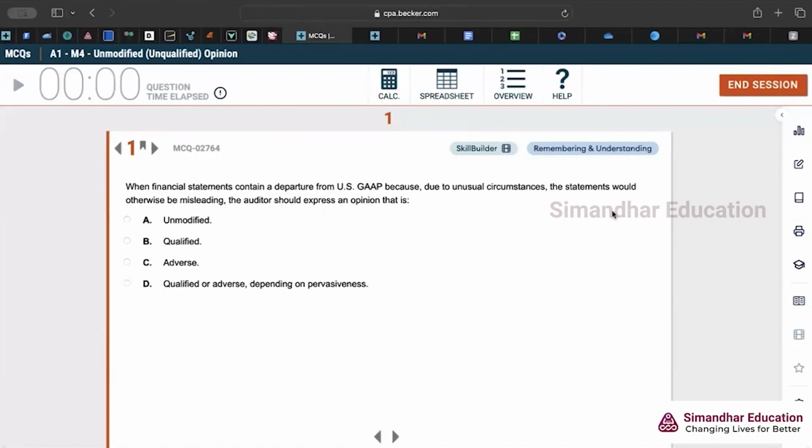Okay, now it's a GAAP issue. Yes, but if this departure would not be taken, the financial statements would be misleading. That means if you would follow GAAP, you would mislead because there are unusual circumstances. Then departure from GAAP is justified and you give an unmodified opinion.